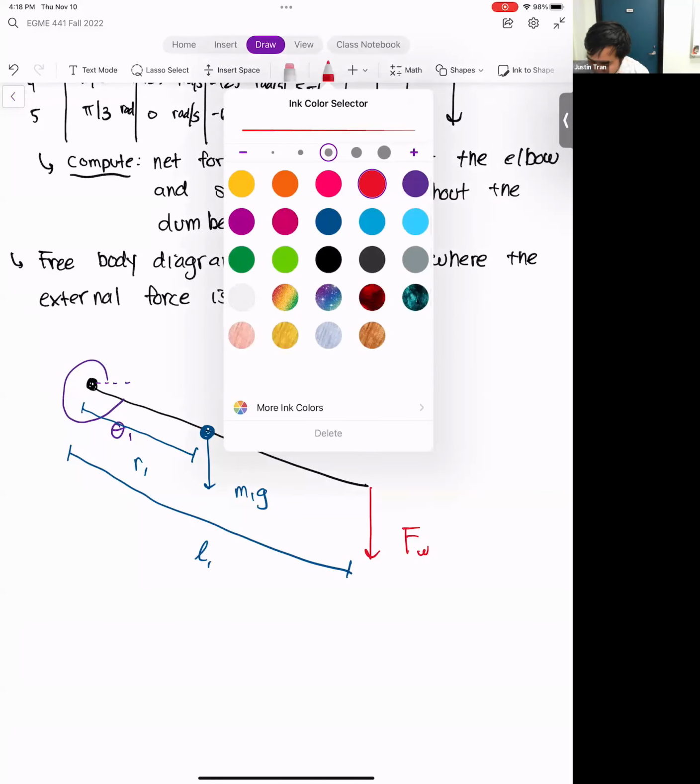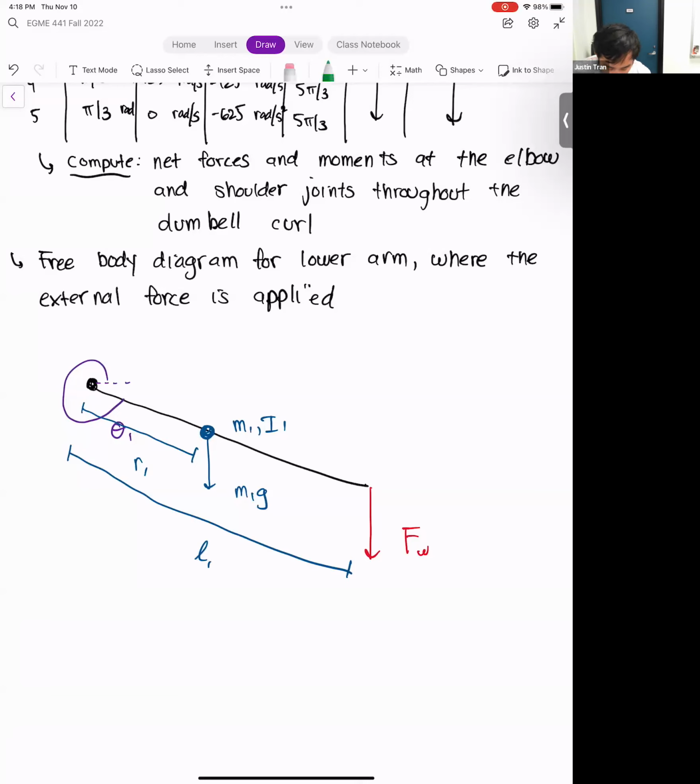And then we also have the internal forces within the elbow itself. And so at the elbow, we have FEY, and then FEX. Okay, so that's the net force at the elbow in the Y direction, and the net force at the elbow in the X direction. And then we have the net torque at the elbow as well, so TE. And so these three quantities right here are unknown.